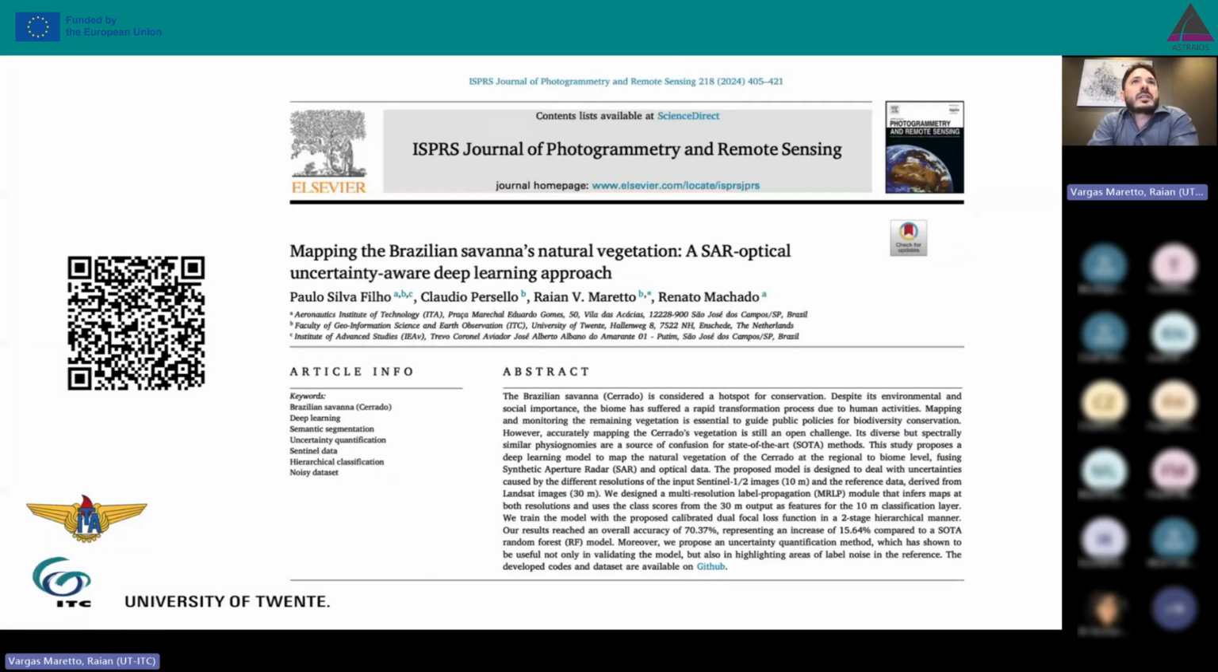The second application that I will present to you is a paper of another PhD student that I co-supervised, Paulo Silva Filho. He defended his PhD at the end of last year, and this was one of the papers of his dissertation, which was on mapping the nature of vegetation in the Brazilian Cerrado.